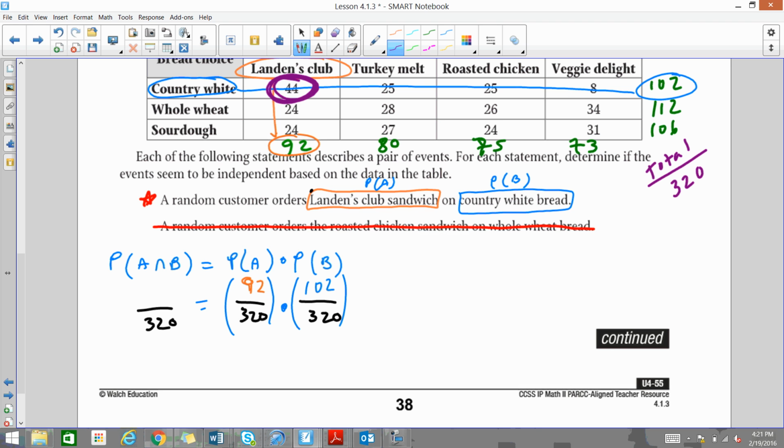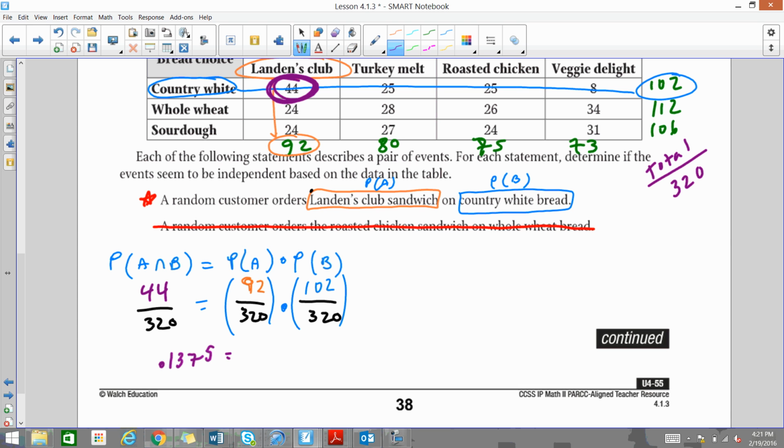So that is right here. This is our intersection, 44. 44 is our intersection because that's where these two intersect, Landon's Club and Country White. 44 people got both of those things. So let's go 44 divided by 320, and you get 0.1375. That's the probability of the intersection, both of those happening at the same time.